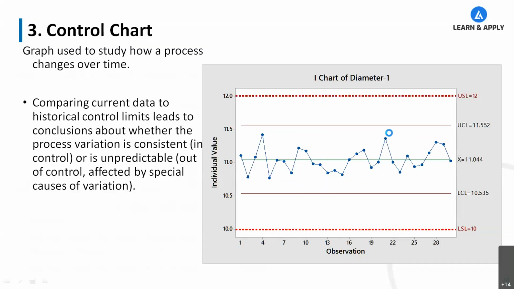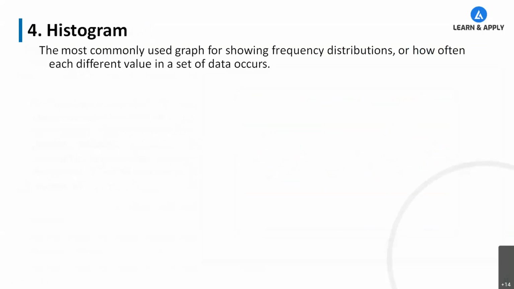Fourth is a histogram, the most commonly used graph showing frequency distribution and how often each different value in a set of data occurs. So there are multiple times that particular value is occurring in that data set. So we are plotting it against the whole lot, and we will get a curve like this. We will get such kind of distribution.